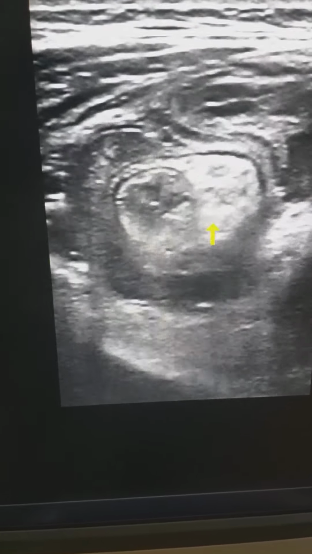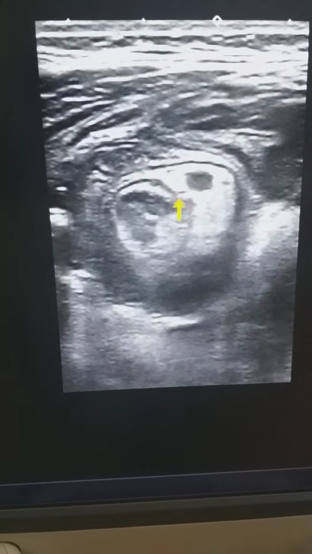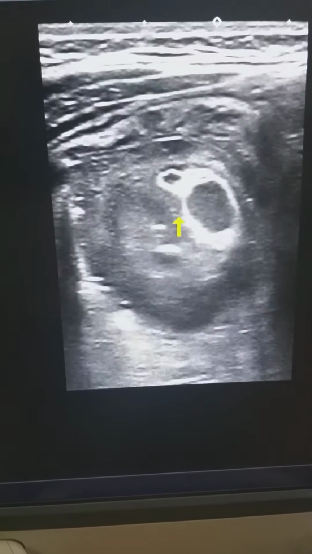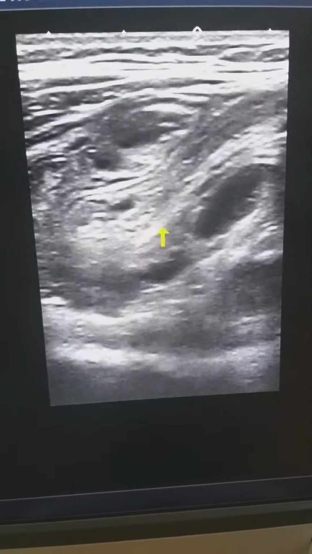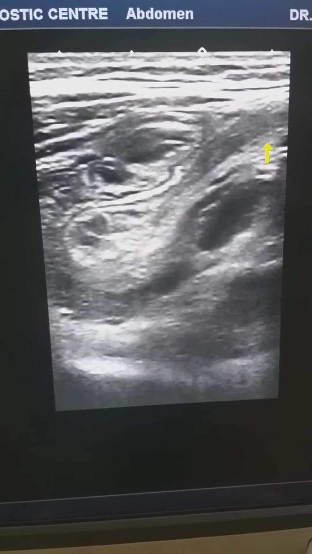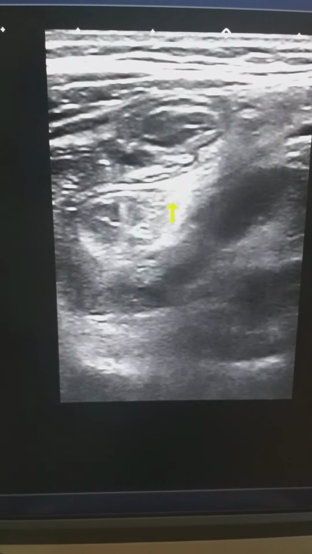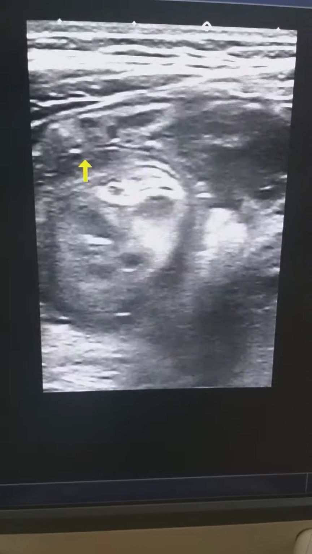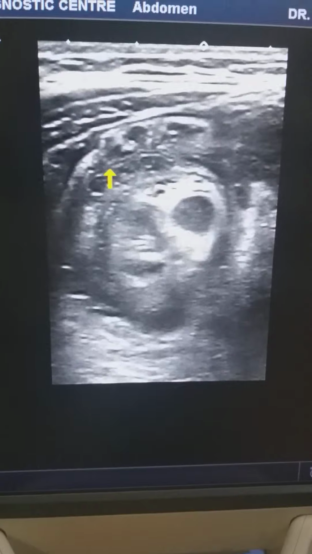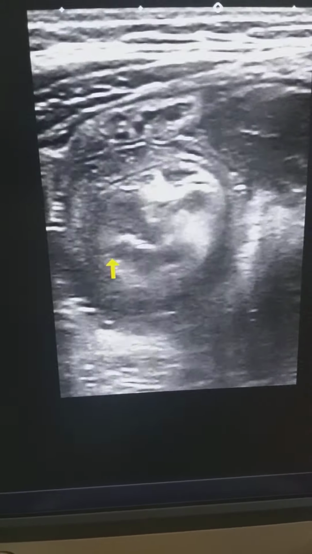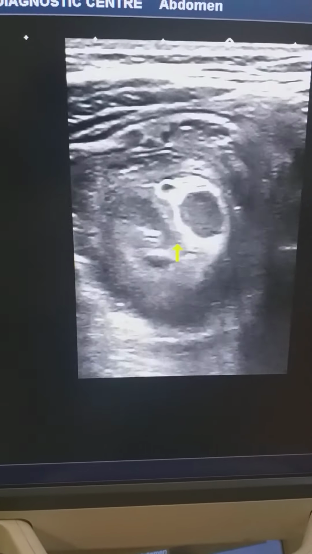within the right sided abdomen. So this is the typical appearance of intussusception. If we closely observe, we can see that this gut is going into another gut loop. So the gut within the gut sign is present. So this is the typical case for intussusception.